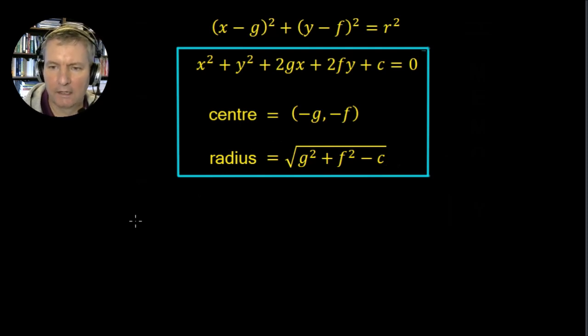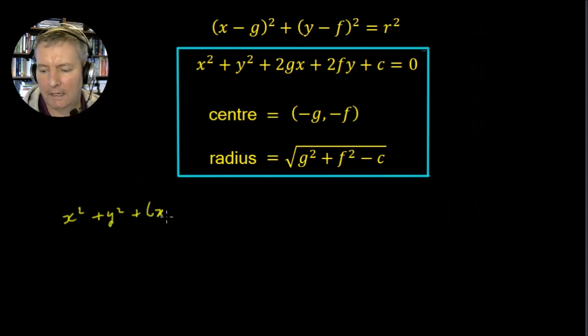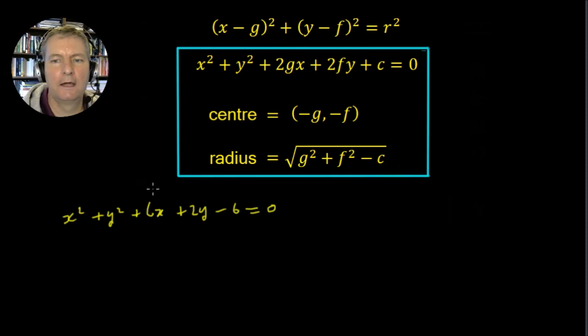So let's say I gave you the equation of a circle here in expanded form: x² + y² + 6x + 2y − 6 = 0, and I ask you to find the centre of this circle and also the radius of the circle.